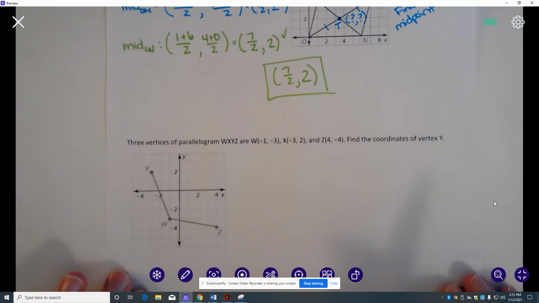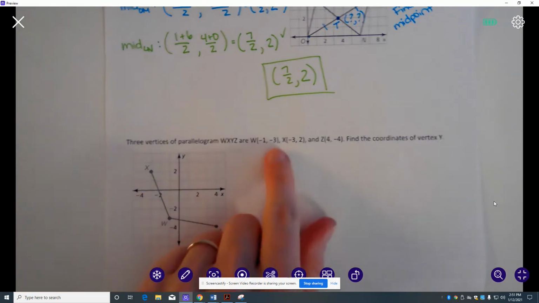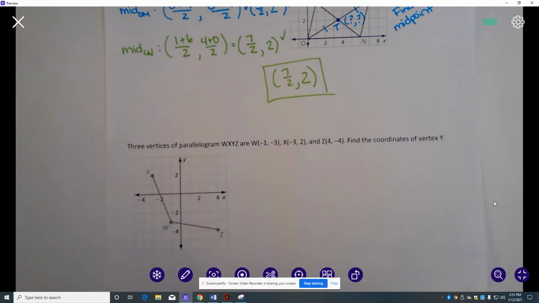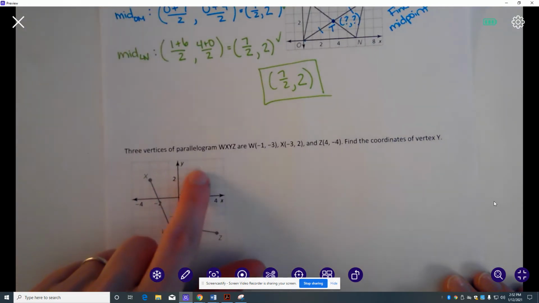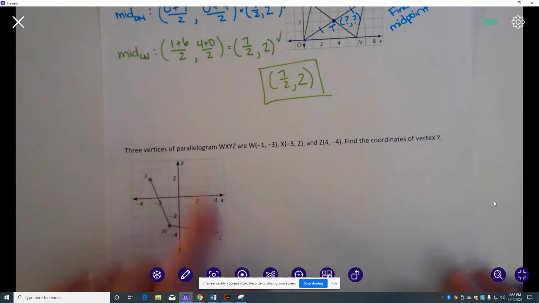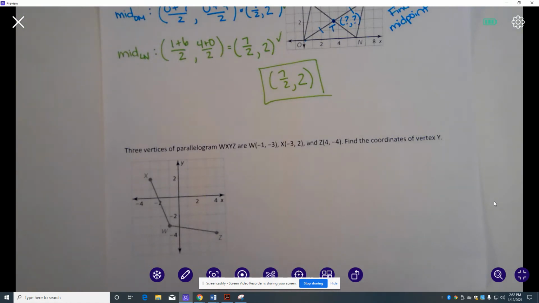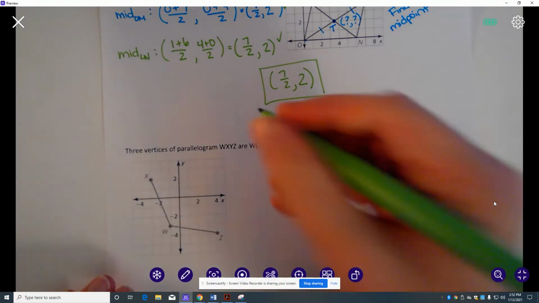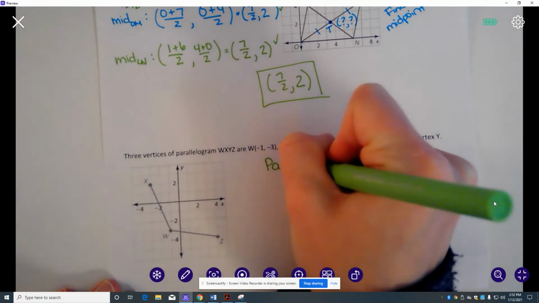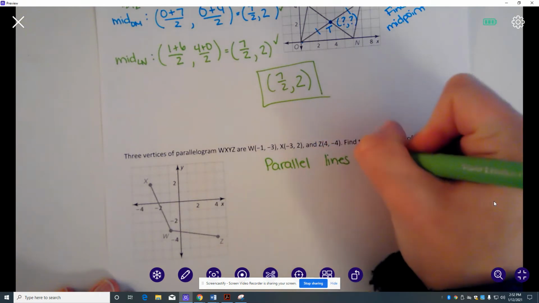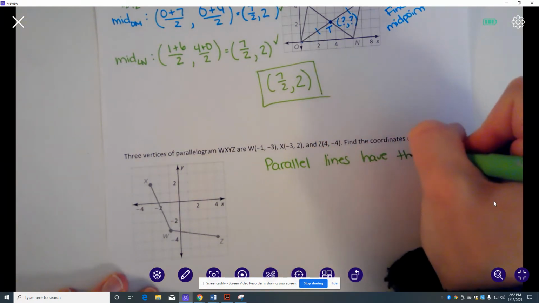In this last example, it says 3 vertices of parallelogram WXYZ are given, and here they are. And we need to find the coordinates of vertex Y. So I can kind of tell that point Y is going to be somewhere over here in this quadrant in order to make a parallelogram. The property I need to use to answer this problem is that opposite sides of parallelograms are parallel. And we have learned in the past that parallel lines have the same slope.